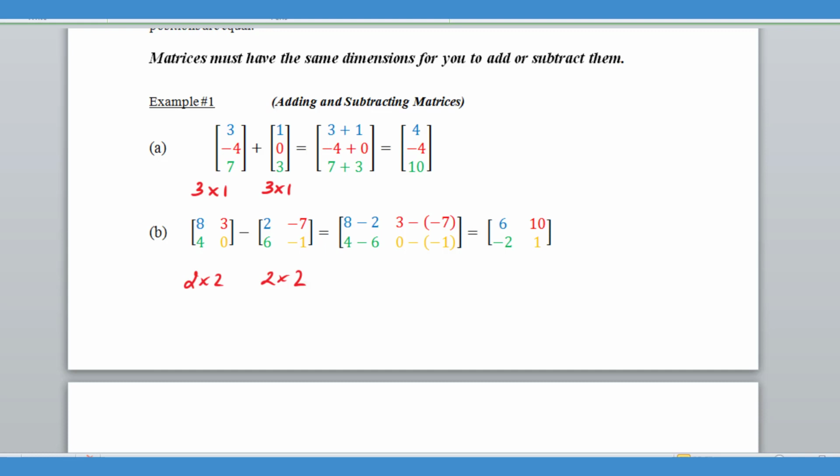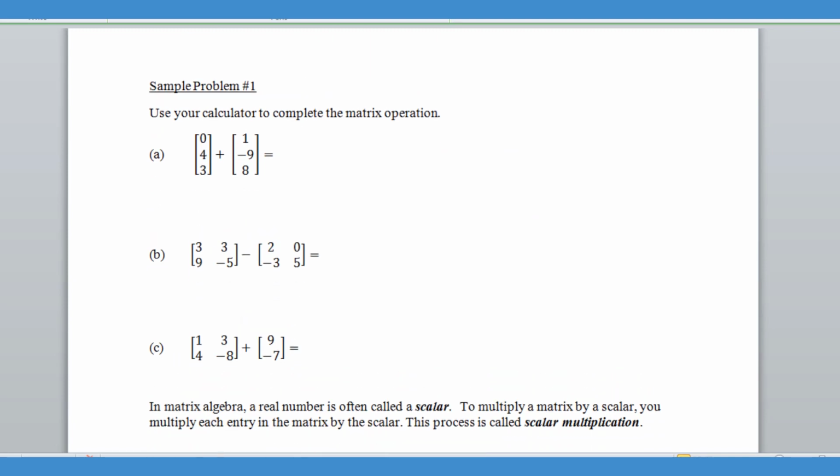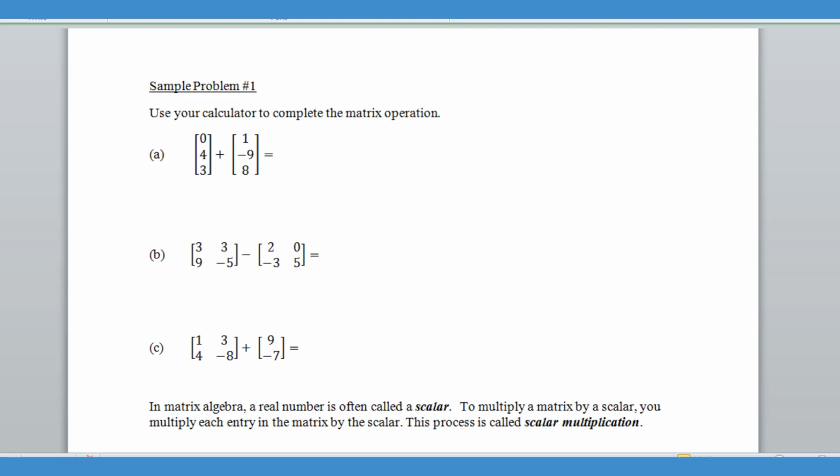So let's move on down to a sample problem. And so you can see here, sample problem number 1, you have 3 calculations to make. Let's go ahead and pause the video right now and try to work those 3. Okay, so hopefully you were able to do that. I'm just going to go ahead and work each one of these individually.